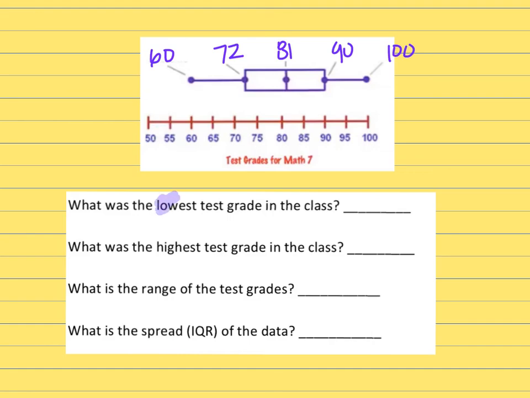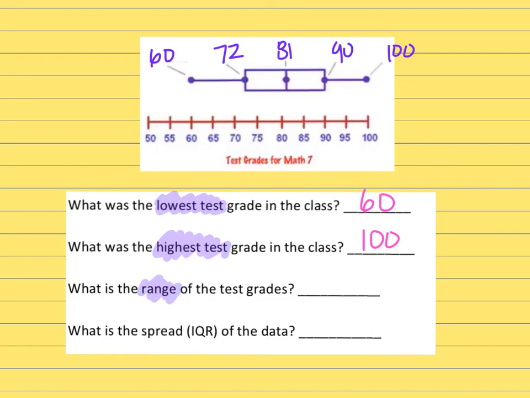This question says, what's the lowest test grade? That would be the first dot, which we've identified as 60. Then the next question says, which one is the highest? Highest test grade, which would be the last dot, 100. Then this one says range.